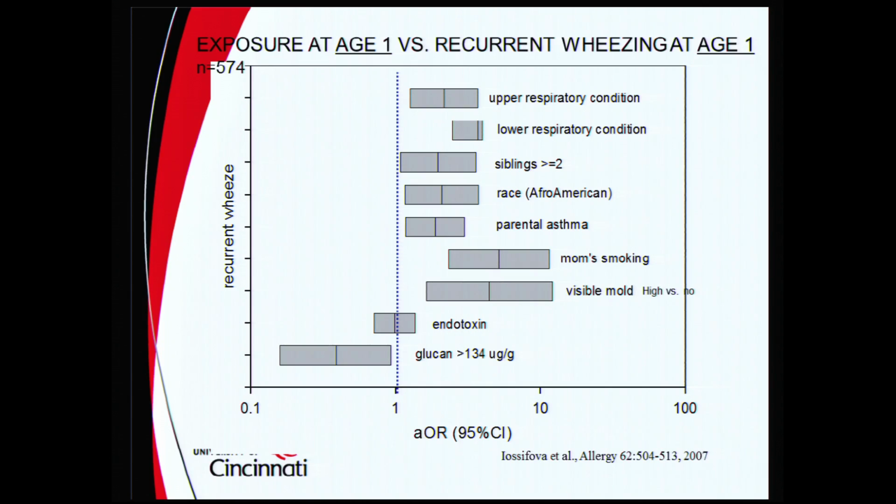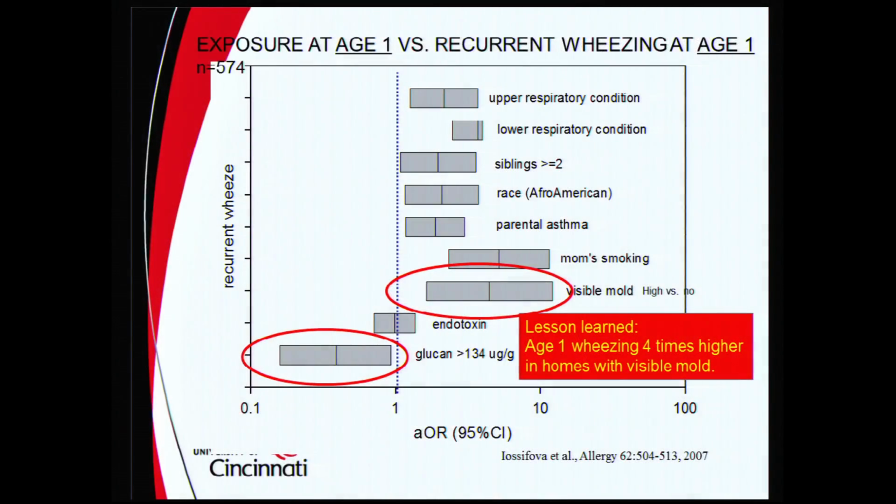We found the commonly known risk factors: upper respiratory condition, lower respiratory condition, more than 2 siblings, African American race, parental asthma, and mother smoking were risk factors for wheezing. But visible mold was also a risk factor, almost as high as mother smoking. In this particular study, we did not see endotoxin affecting it; the risk ratio is about 1. But beta-glucan, interestingly, had an inverse association. I'll come back to this inverse association, but let's talk a little about visible mold.